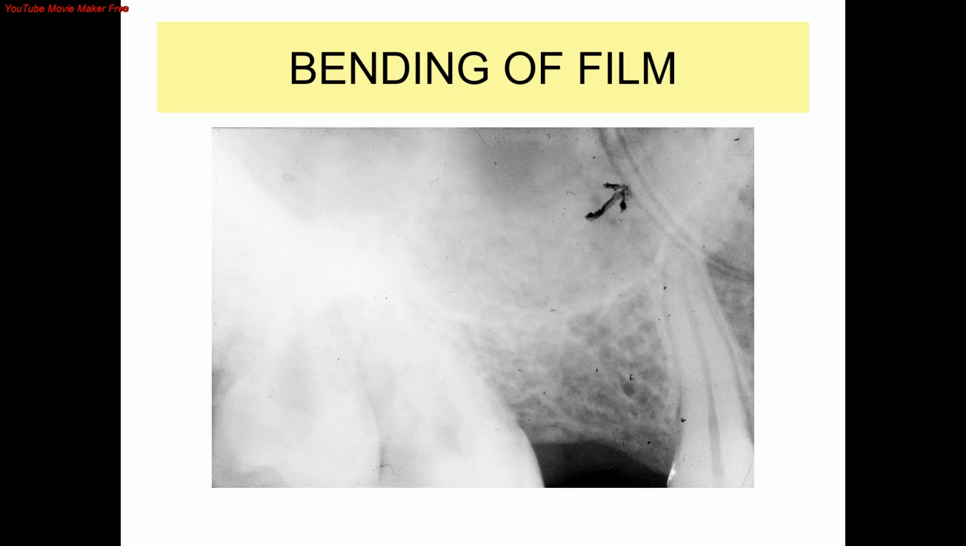Now in this radiograph, two or three rounded black lines are seen due to bending of the film, typically in the maxillary premolar area. It should not be confused with a fracture, as their margins are smooth and regular unlike a fracture line.